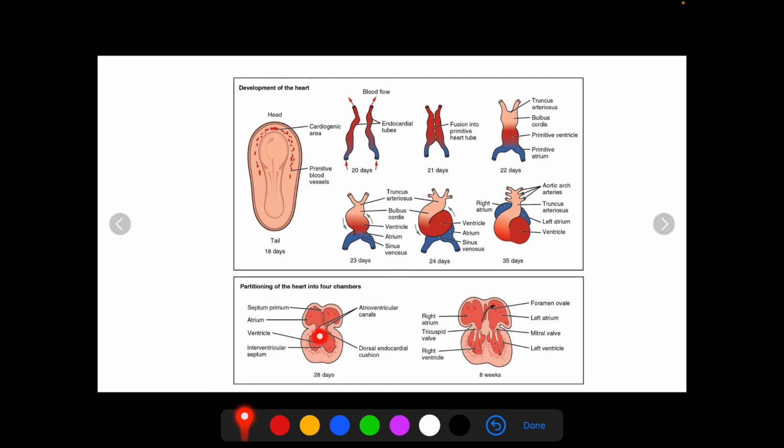Then the endocardial cushion forms, which originates from the neural crest. From the neural crest it travels to this area, then the septum forms, and the valves form. As we see, there are heart and vessels surrounding the embryo and the endoderm.